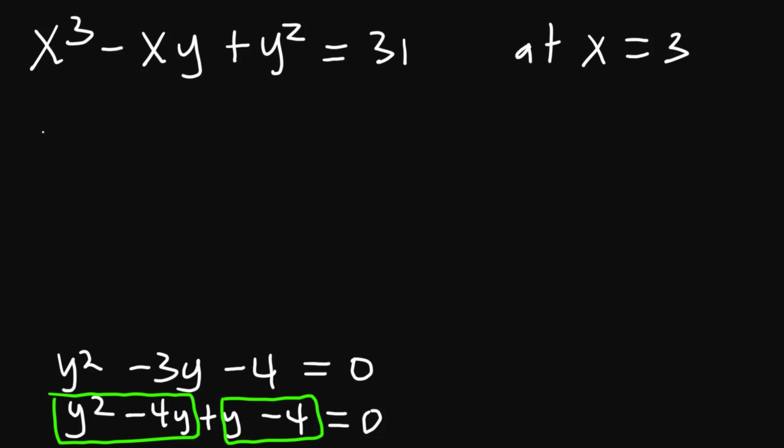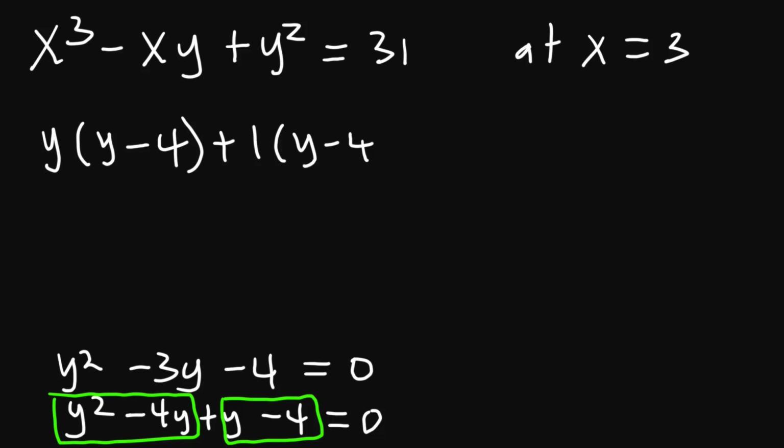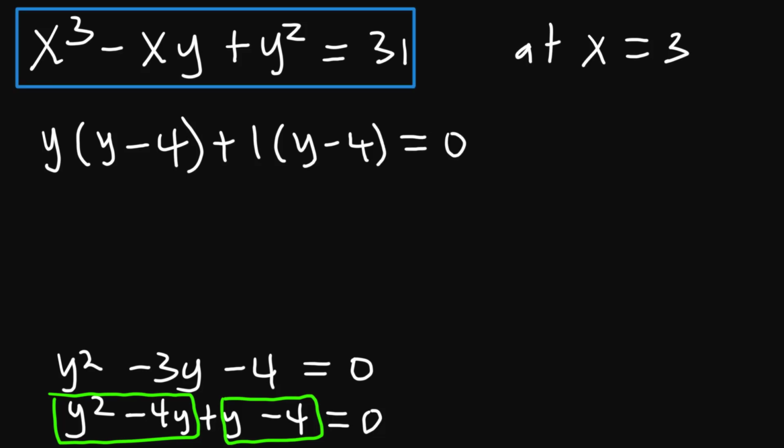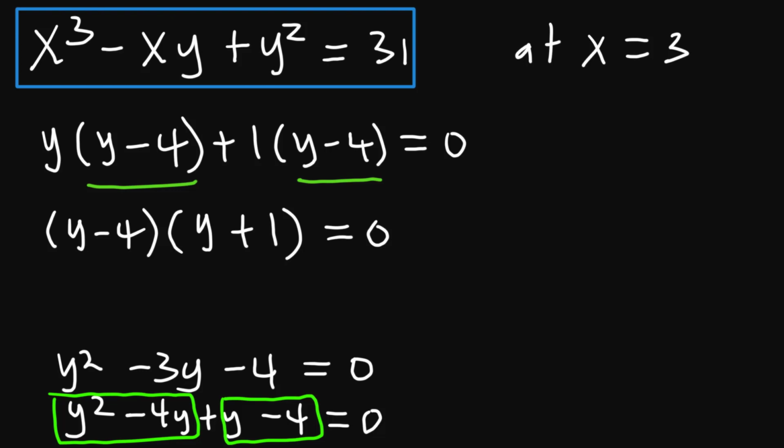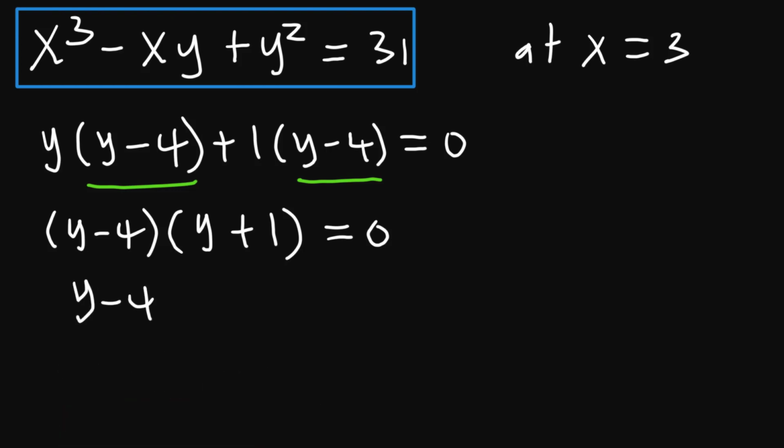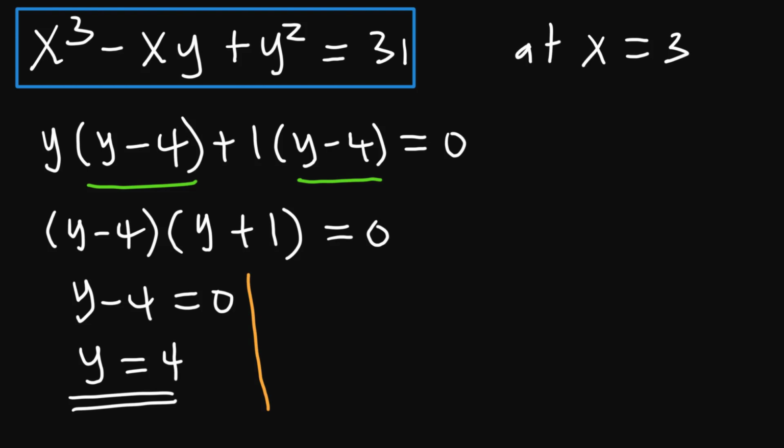For the first part, if we pull out y, we shall remain with y minus 4. And for the second part, if we pull out 1, we shall remain with y minus 4, equaling 0. And now as you can see, y minus 4 is a common factor, so we can pull it out. This will give us y minus 4 times, for the first part we shall remain with y and for the second part we shall remain with 1, and this will be equal to 0. Now if we set y minus 4 equal to 0, y will be equal to positive 4. And if we set y plus 1 equal to 0, y will be equal to negative 1.